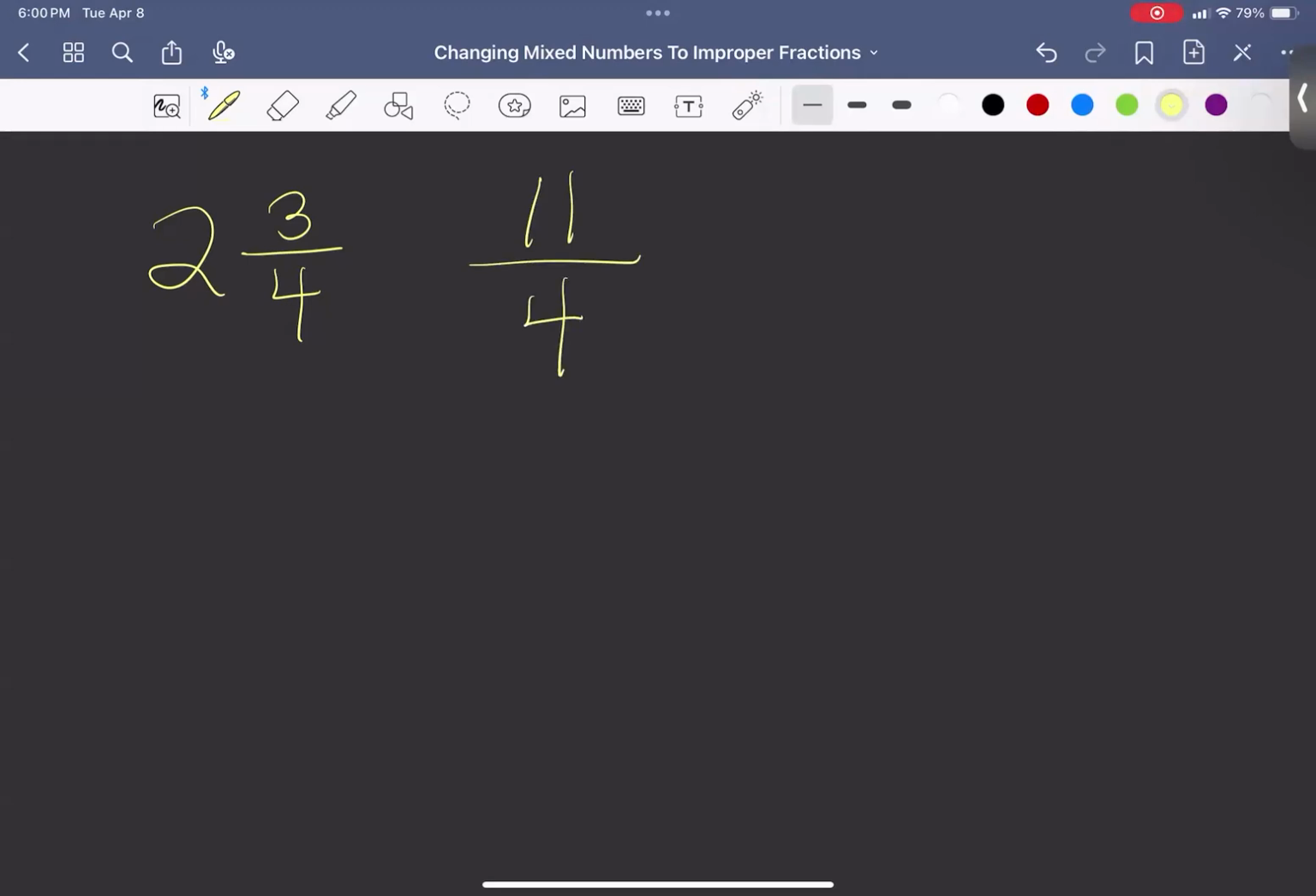And that's it. And now, if I want to change this to a mixed number, I divide. 11 divided by 4 is 2, because 4 times 2 is 8. And then there's 3 left over, because 11 minus 8 is 3, and we keep the same denominator. That's how you turn a mixed number into an improper fraction and back to a mixed number.